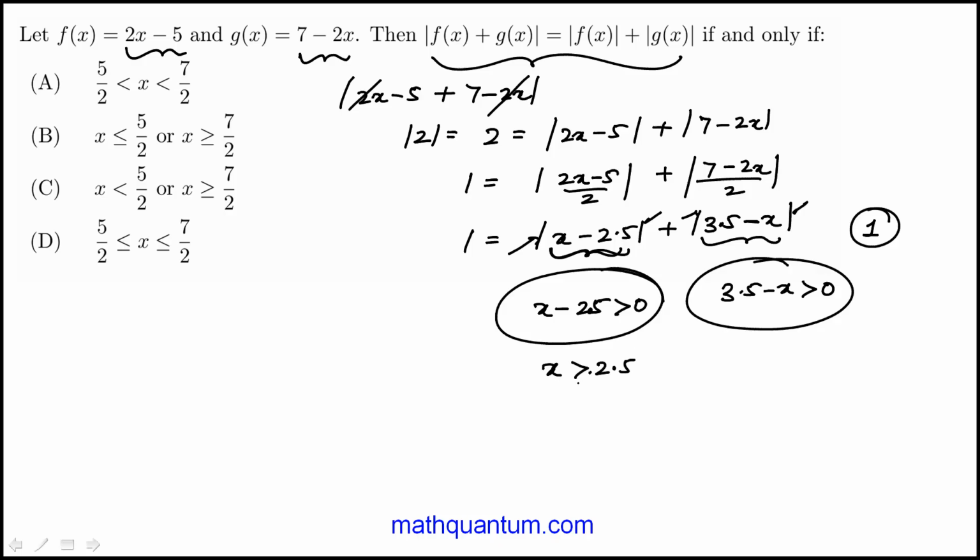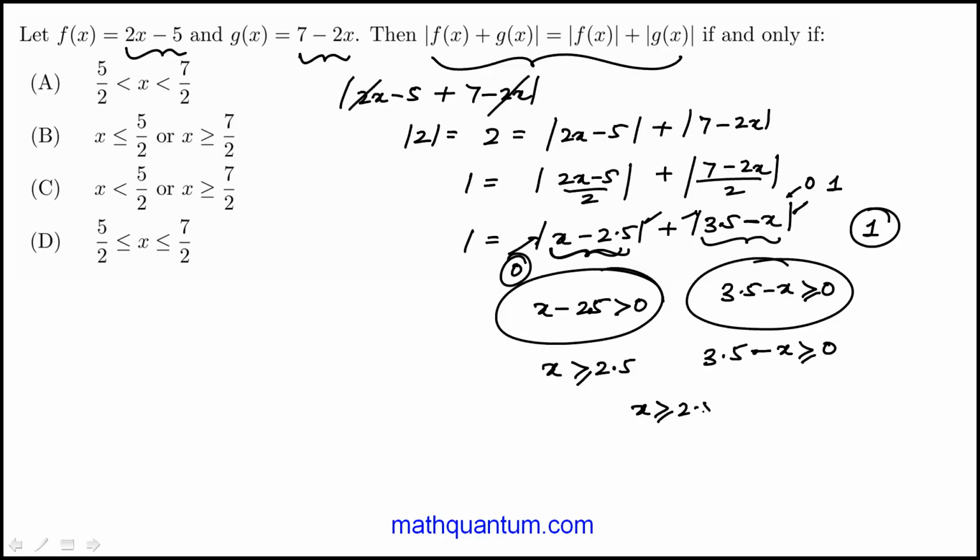I should say also equal to, because when x is 2.5, then this would be 2.5 minus 2.5, so this would be 0. And here, this would be 3.5 minus 2.5, so that would also be 1. And again, this will also be greater than or equal to 0, because when x is 3.5, this would be 0, and this would be 3.5 minus 2.5, which is 1. So I have to include the equality.